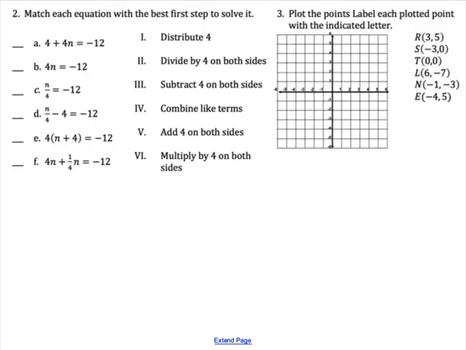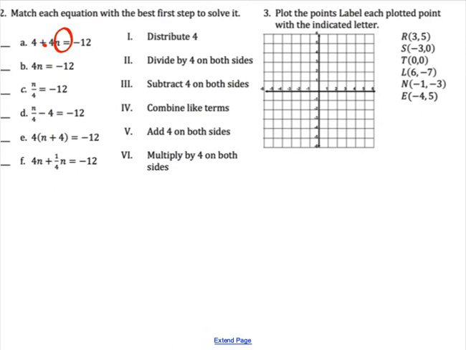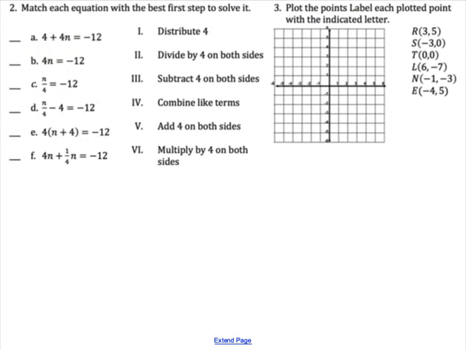Number 2, match each equation with the best first step to solve it. On this, you look at the equation and decide what you would do. For example, on A, we've already got both sides simplified, and we would try to get this 4n by itself, the variable term. We'd have to get rid of the 4, and you would do that using a negative 4 on both sides, or subtracting 4. So that would be this one. So the answer for A is 3.